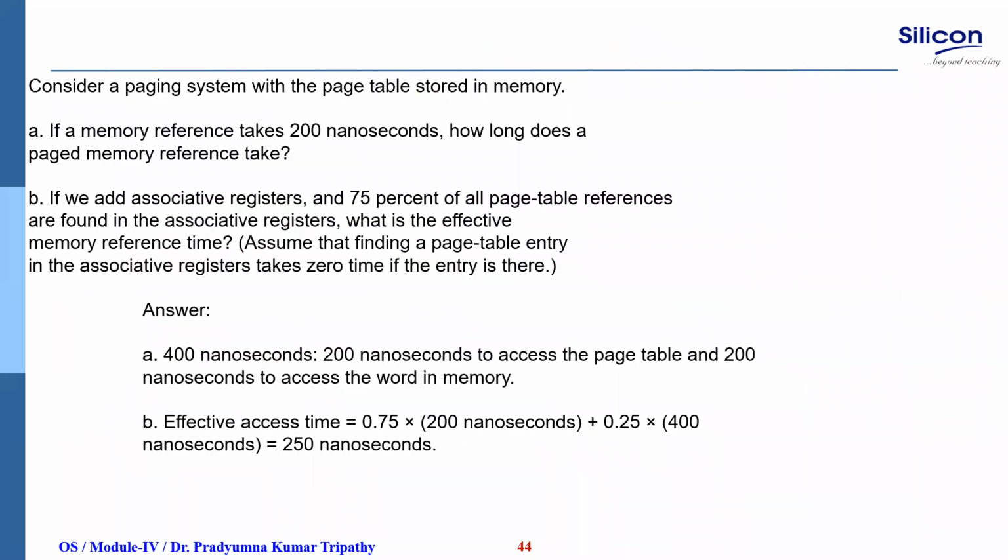Now going for one problem over here, considering the TLB and PMT. Considering a paging system with a page table entry, if the memory reference takes 200 nanosecond, memory reference means to access the memory, that M is 200 nanosecond. How long does a paged memory reference take? So how many times are we accessing the memory? If I do not have TLB, how much time will it take?